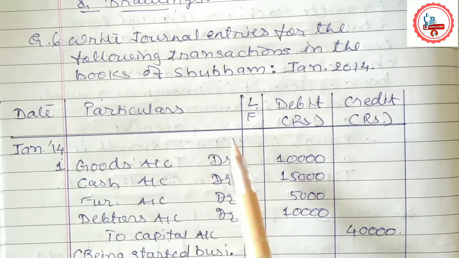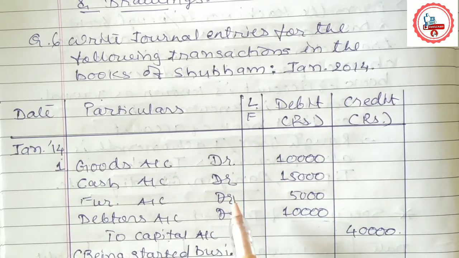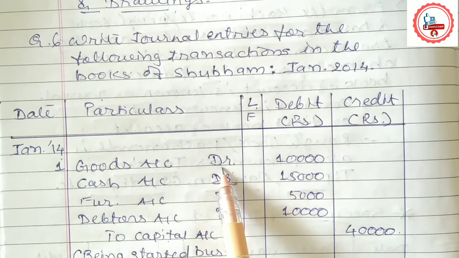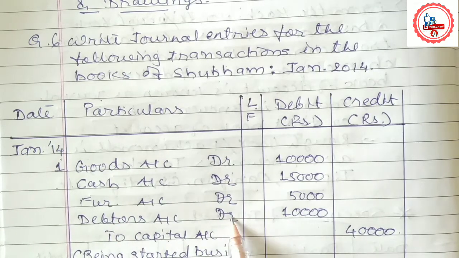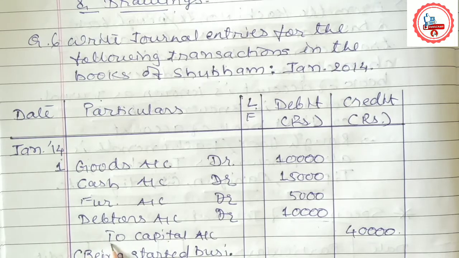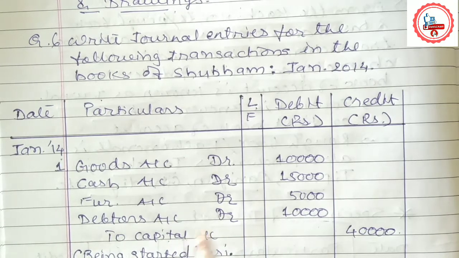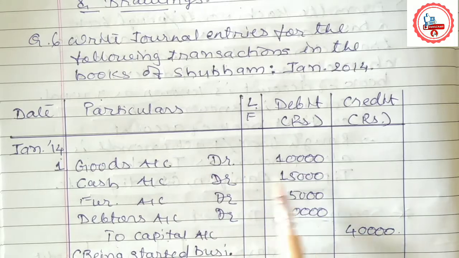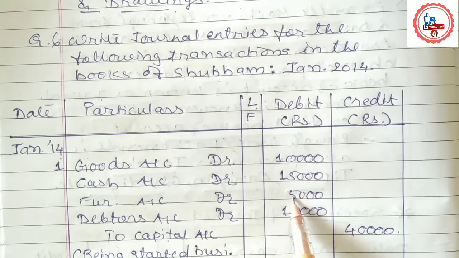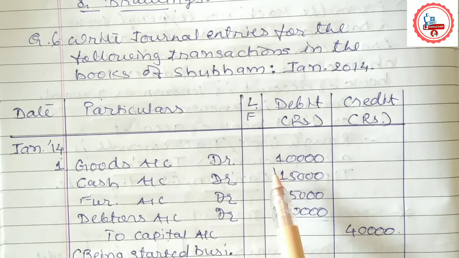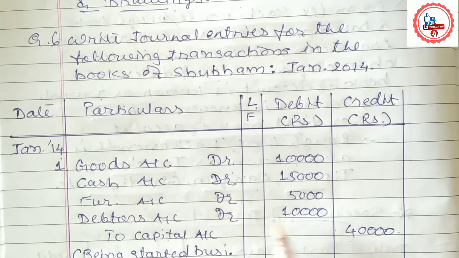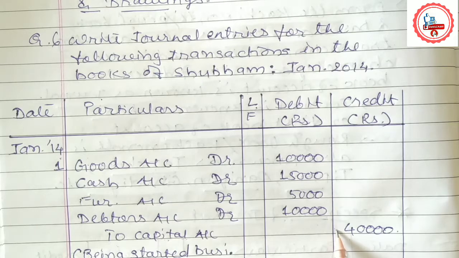So goods account, at the end of your line, you are supposed to write debit. Debit is to be written in short form as Dr. Goods account debit, cash account debit, furniture account debit, debtors account debit, leave a little bit of space, write to capital account. The amounts would be 10,000, 15,000. Furniture comes into the business, that is 5,000. Debtors 10,000, and the total of these four, that is 40,000, has been brought into the business by the owner. That is capital, and that total amount is considered as your capital of Shubham.